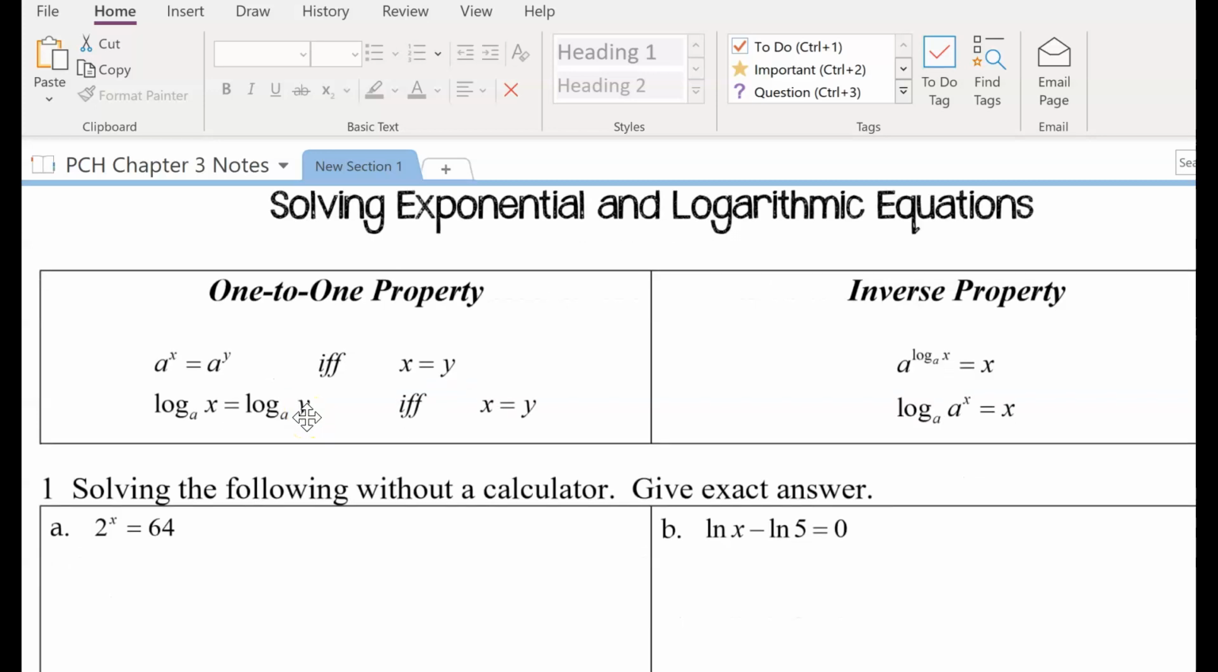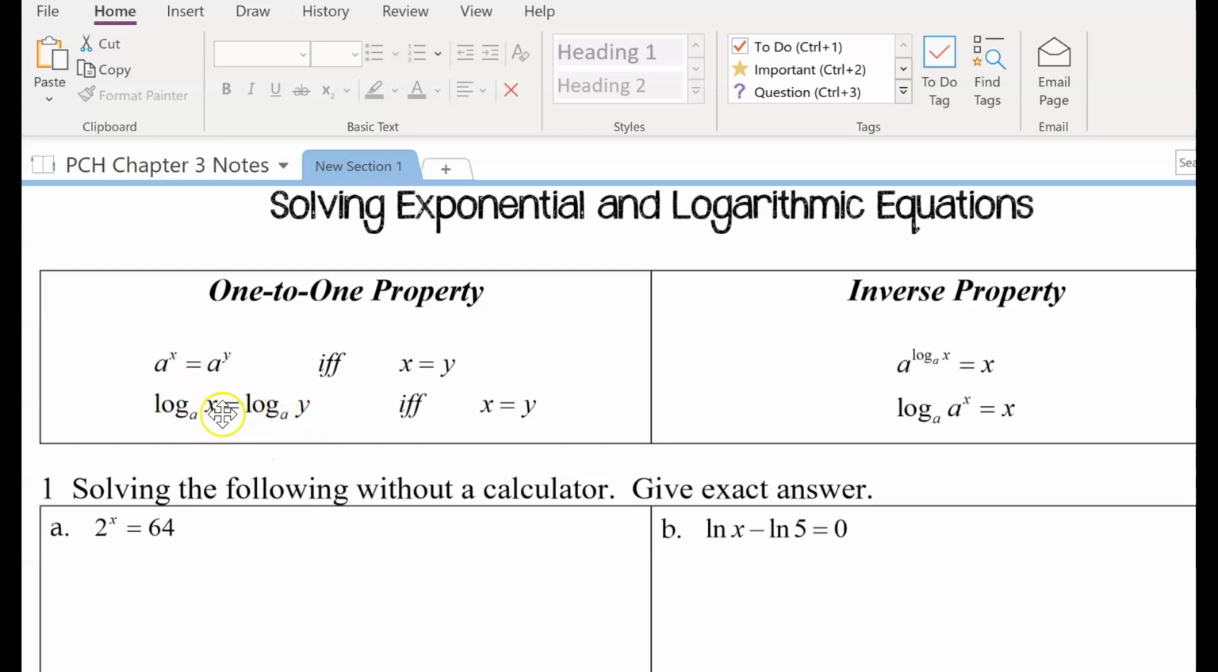So, a little review of some of our properties of exponents and logs. If a to the x is equal to a to the y, then x has to equal y. And this if and only if means that it goes both ways. So if a to the x equals a to the y, then x equals y, and we can read it the other way around. If x equals y, then a to the x is equal to a to the y.